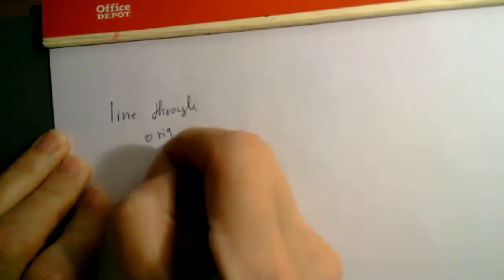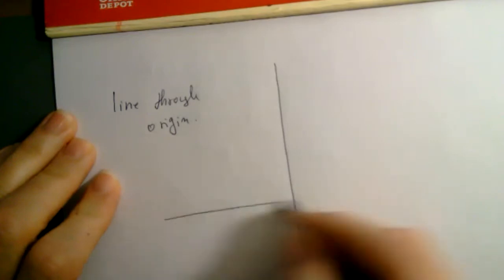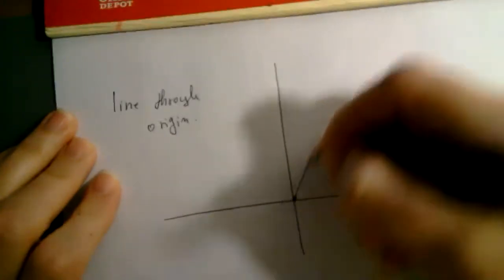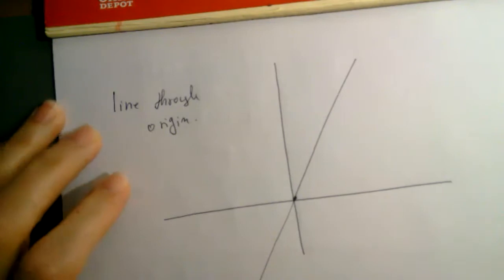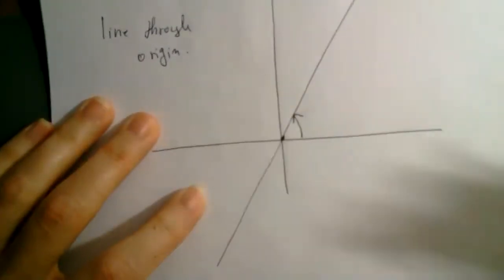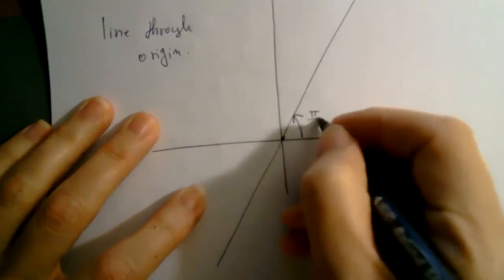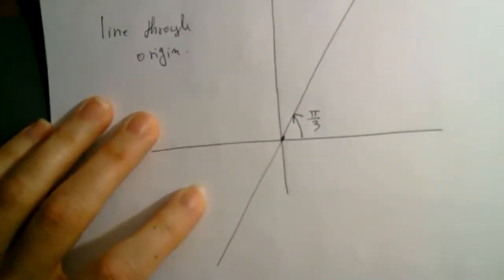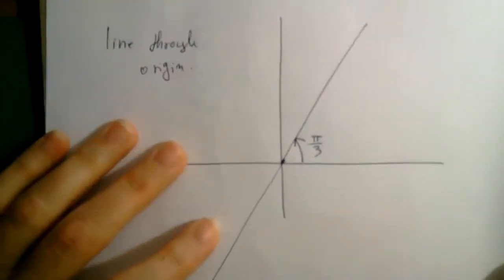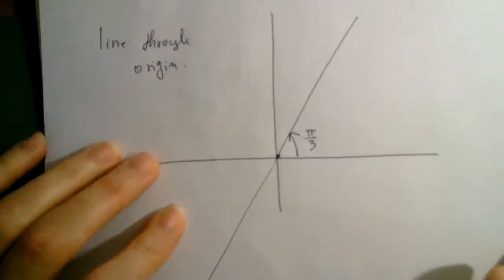So another example. Suppose I take a line all the way through the origin. Okay, I'm taking a line through the origin. So I'm going to draw my line, this line. And let us say this line forms a certain angle. So a reasonable angle here is, let us say, pi over 3. Okay? So this line can have two different equations.